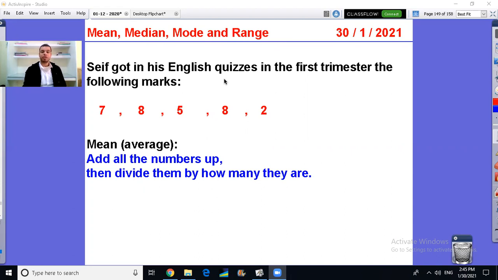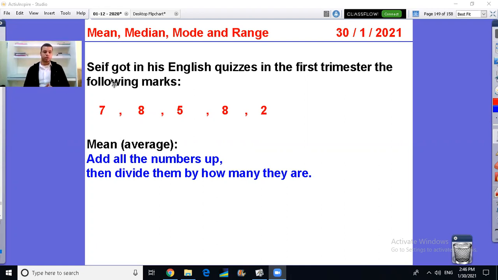Safe got in his English quizzes in the first trimester the following marks. He got 7, he got 8, he got 5, he got 8, and he had really bad luck in the last quiz and he got 2, God forbid. So here the mean, if I need to find the mean, we call the mean.